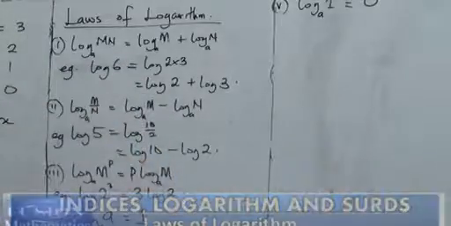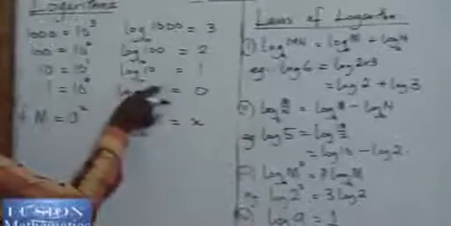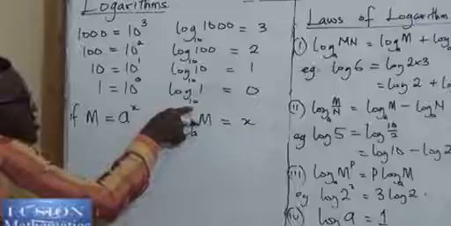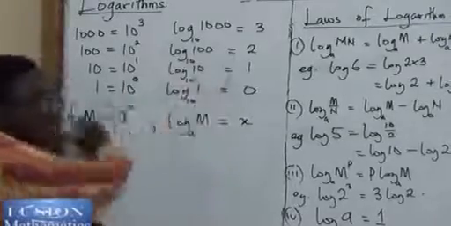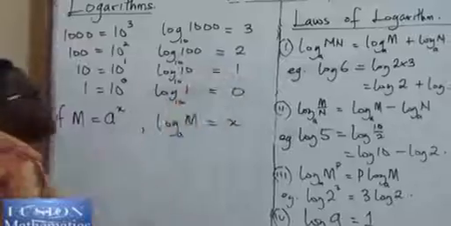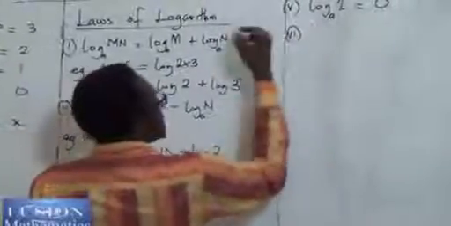If we come over to this side, you will see that log 1 base 10 is what? 0. So no matter the base, if it is log 1, no matter the base 9, base 2, it will give you what? 0.